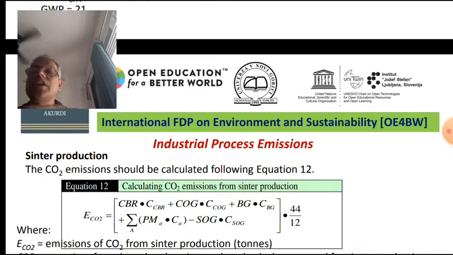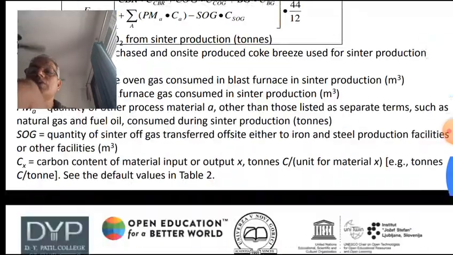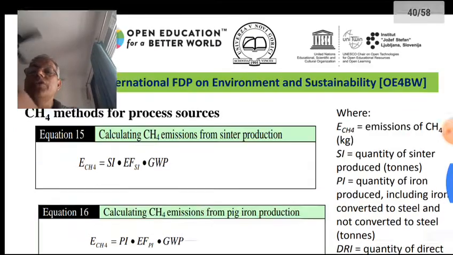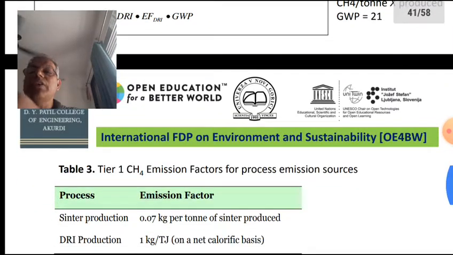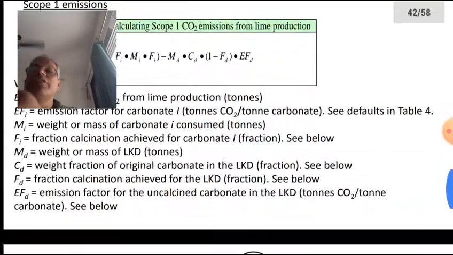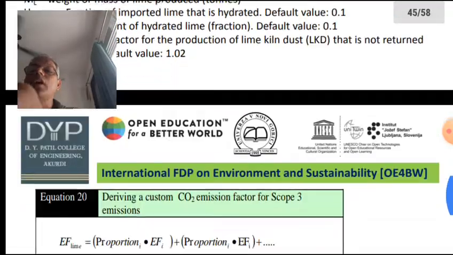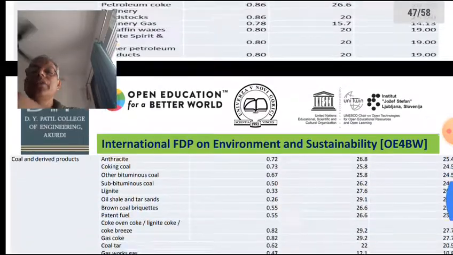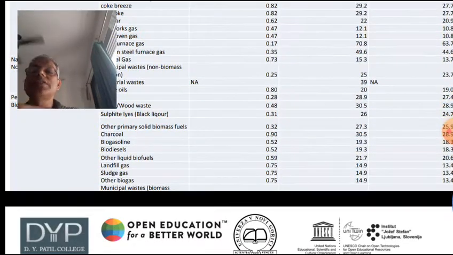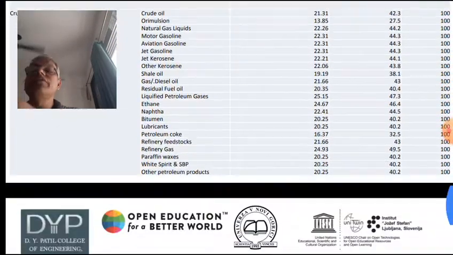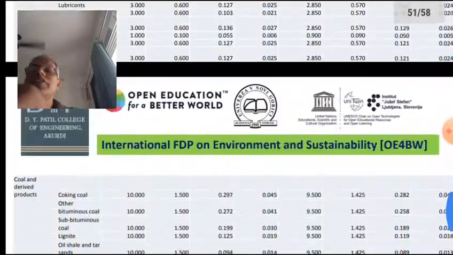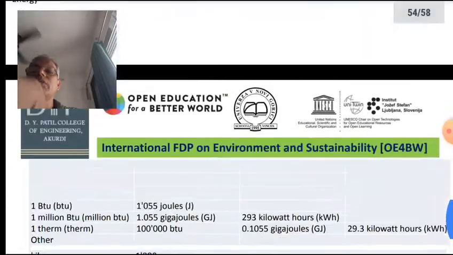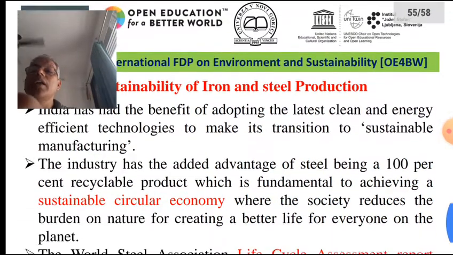Then for the industrial process emission, sinter production, you can use equations 12 and 13. All these equations give you the CO2 emission and the CH4 emission for the different processes. And these tables, whatever the tables given, these are all the standard values, because you require these values in the different equations, from equation 1 to equation 20. You can substitute them and calculate.